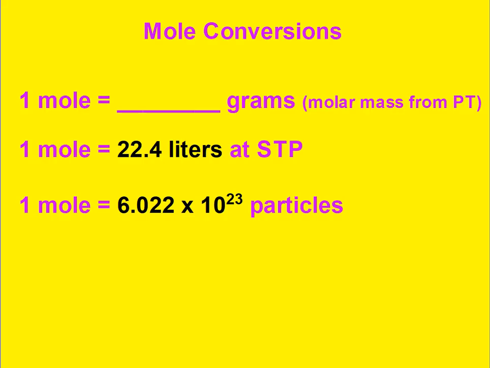So here are your 3 mole conversions that you should know. 1 mole is equal to so many grams from the periodic table. 1 mole is equal to 22.4 liters, but that's only of a gas at STP. If it's not a gas or at STP, you cannot use 22.4 liters. And finally, 1 mole is equal to 6.022 times 10 to the 23rd particles. Those particles can be atoms or molecules or formula units.